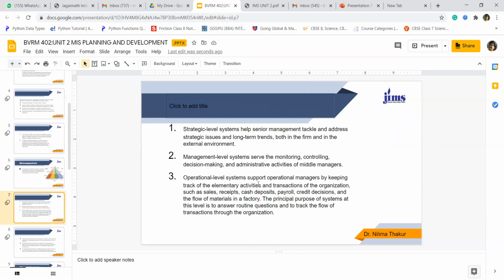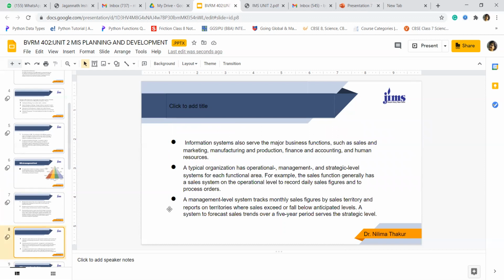Operational level systems support operational managers by keeping track of the elementary activities and transactions of the organizations, such as sales, receipts, cash, deposits, payrolls, credit decisions, and the flow of materials in a factory. The principal purpose of the systems at this level is to answer routine questions and to track the flow of transactions through the organizations.